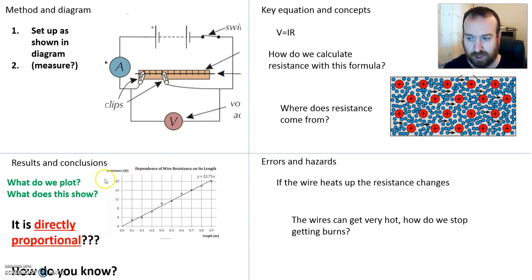We've got results and conclusions where we can plot a sketch graph showing length against resistance, talking about whether it's directly proportional or not. It is. And then in our hazards and errors, we're talking about if the wire heats up and the resistance changes, how can we stop that from happening? And how do we stop getting burnt? Okay. The only thing you want to include is what are our independent variable, our dependent variable, and our control variables. Okay, we want to add those to our results and conclusions.